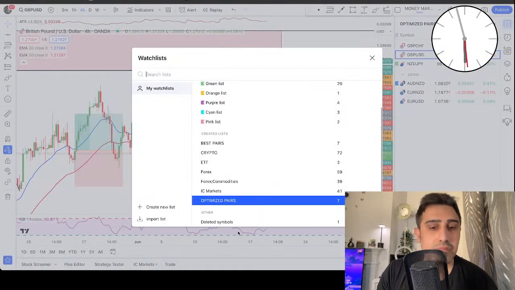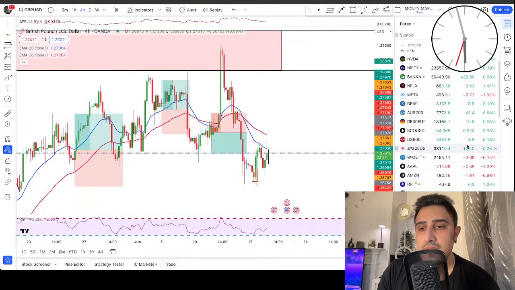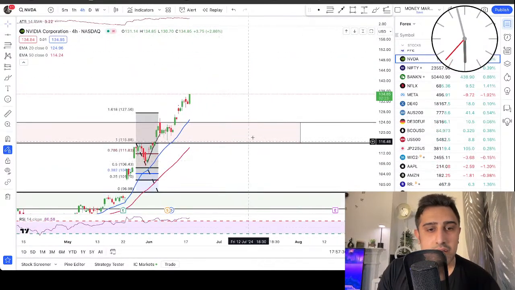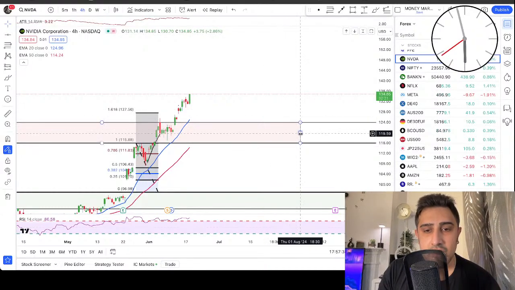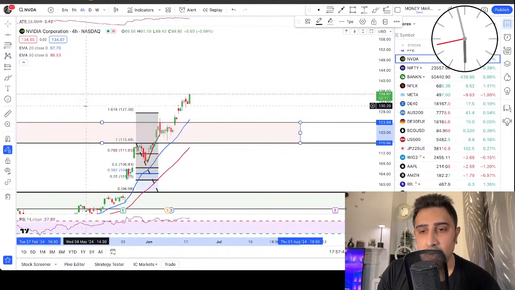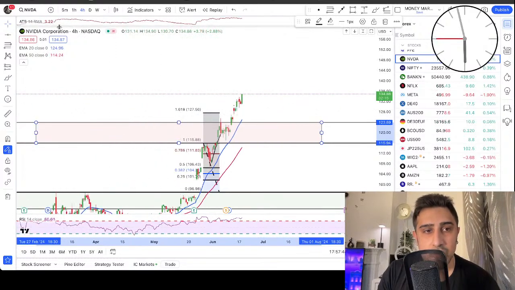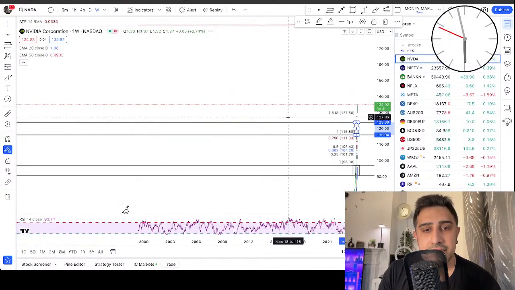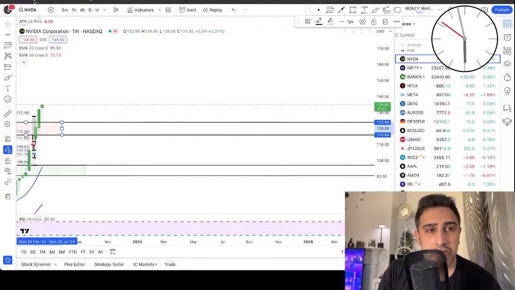Nvidia. For Nvidia, we are still looking at a pullback. 115.94, that goes to 123.89. So we are still looking at the pullback, and we are not taking any trades.